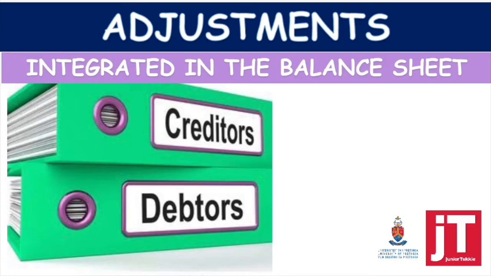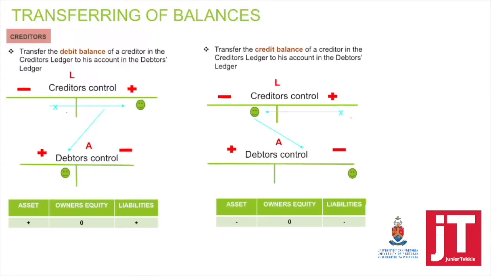I'm Mrs. Bromacombe, and we are going to look at adjustments where we integrate creditors and debtors in the balance sheet. This is something that we've done in debtors and creditors reconciliation, so we're just going to quickly revise it. This can be asked as year-end adjustments, where a creditor has a debit balance and we need to transfer it to the debtor's control, the debtor's ledger.